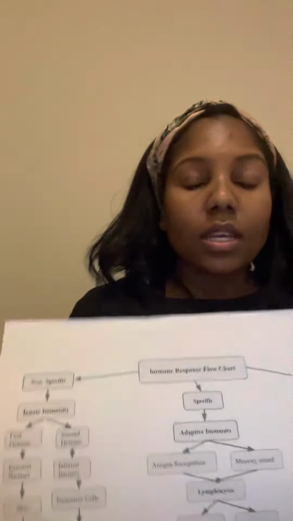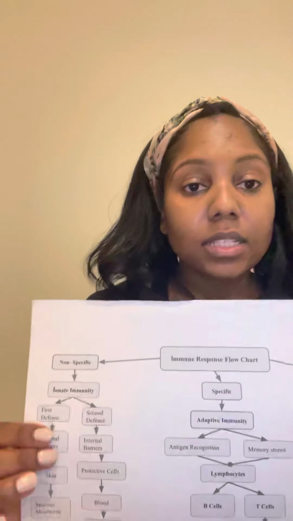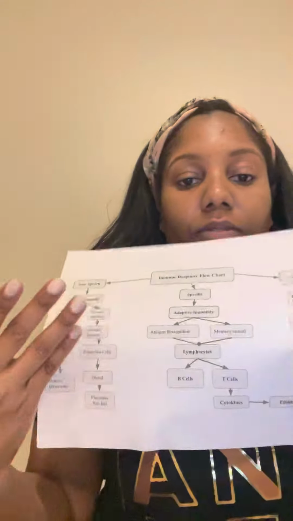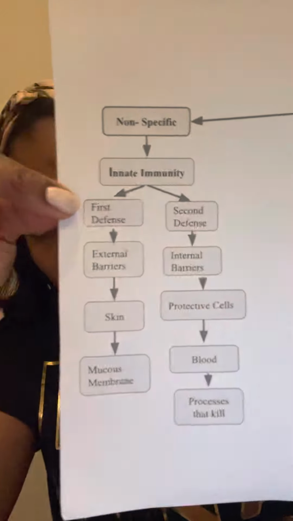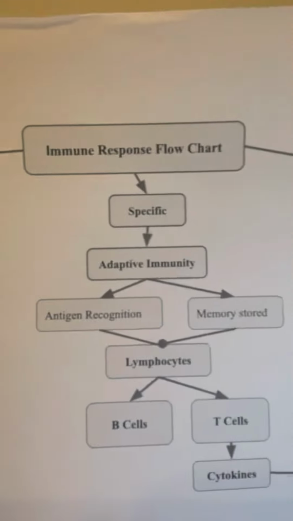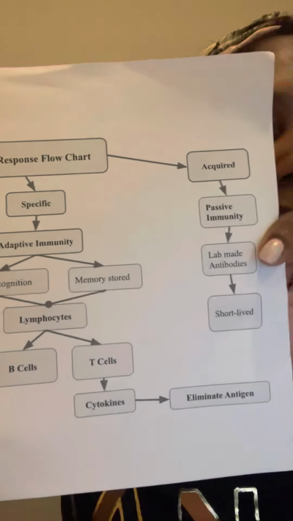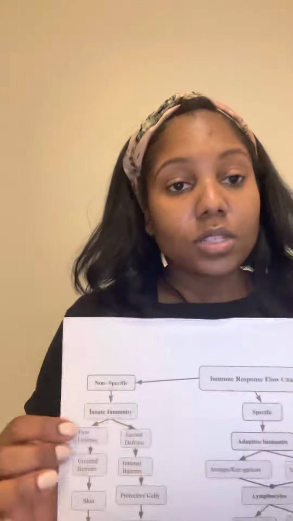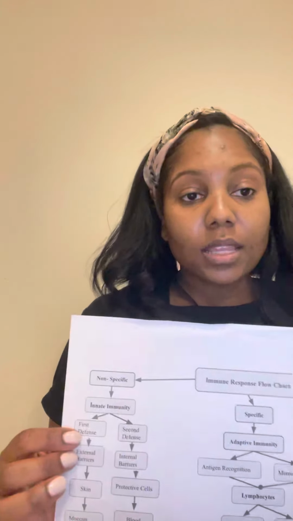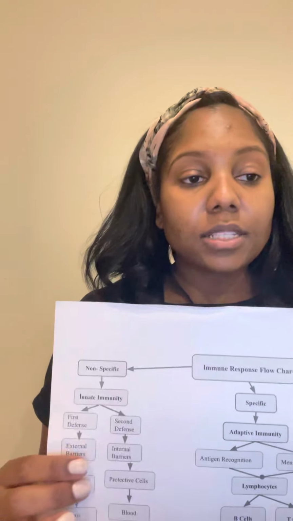So in conclusion, the immune system is triggered when an antigen is detected. As the flow chart illustrates, the immune response uses different mechanisms to recognize and destroy substances that contain antigens.